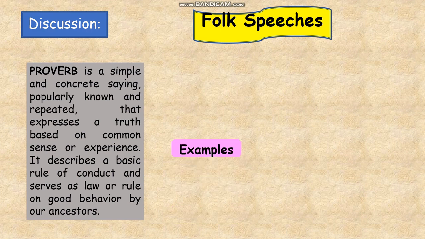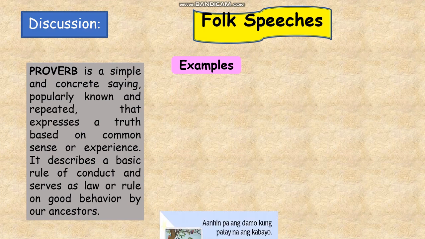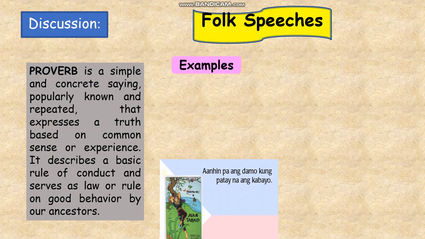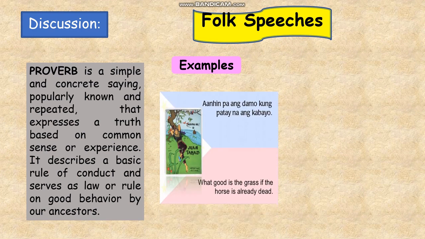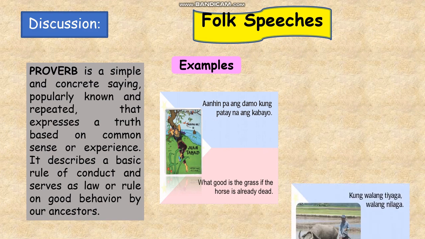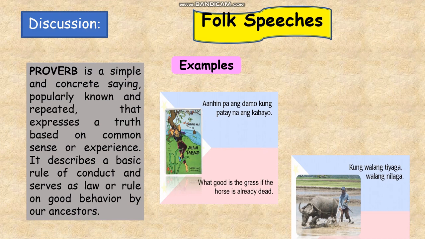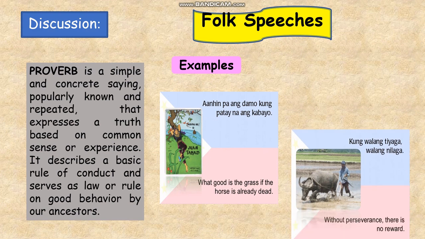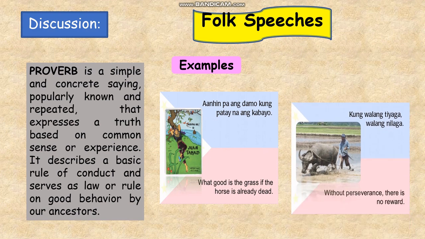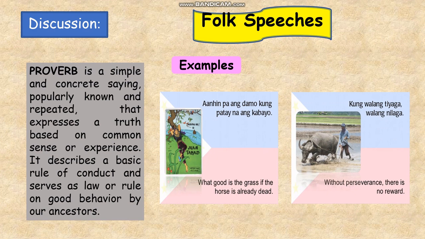Some examples of proverb, or salawikain or kawikaan in Tagalog, are the following. Aanhin pa ang damo kung patay na ang kabayo. In English, what good is the grass if the horse is already dead? Kung walang tiyaga, walang nilaga. In English, without perseverance, there is no reward.